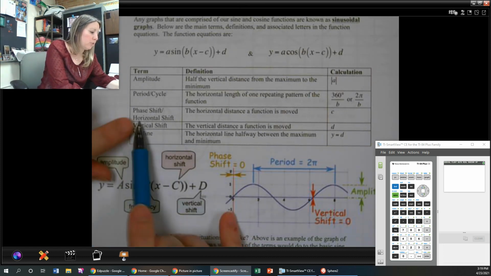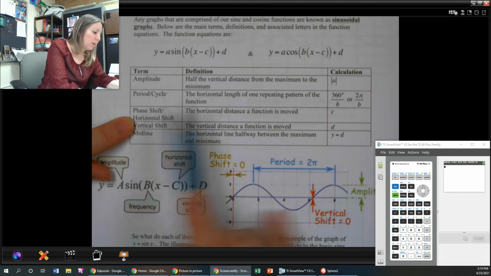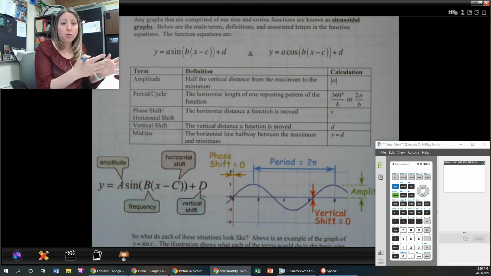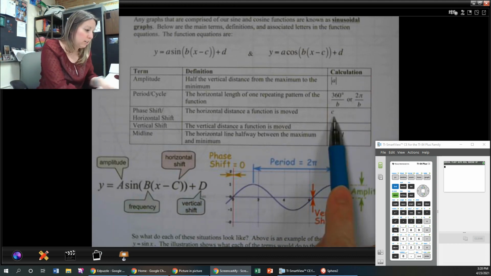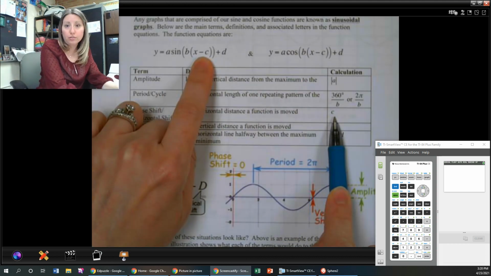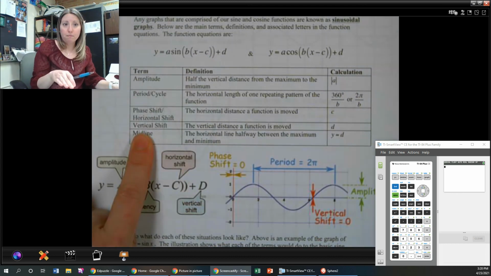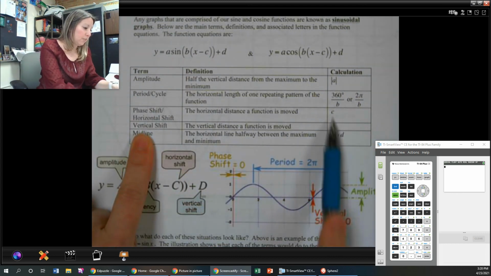Sometimes we call the horizontal shifts a phase shift, but it's the horizontal distance that your graph is moving, right? So it's if your graph moves left and right. All right, that's the phase shift, and that's the C in our equations. And then a vertical shift is the up and down. And that's the D at the end of our equations.